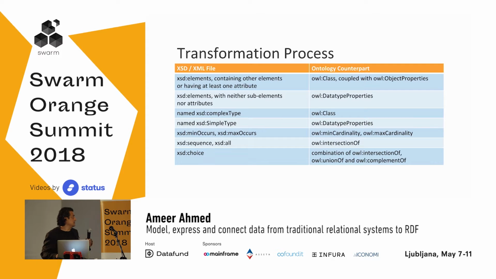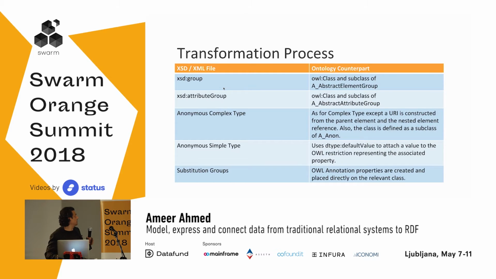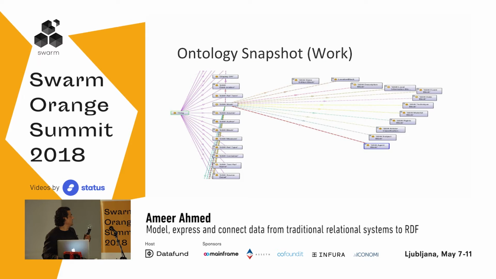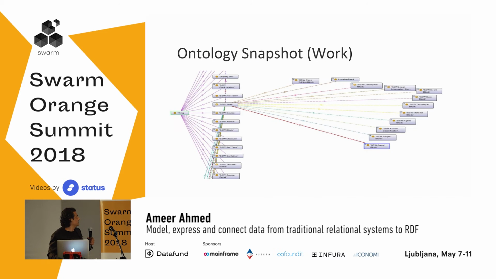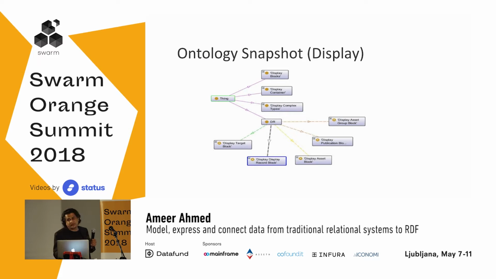This is just some examples of how we actually converted the XSD to its counterpart in the ontologies. I'm just going to fly through that. And that's an example ontology of the same XSD that I showed you before, right here. So it's a different view of it. And this is your display record. So again, the concept of work record and display record is key to understanding these components.